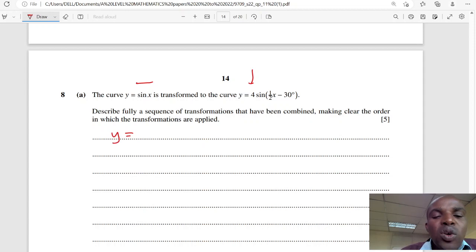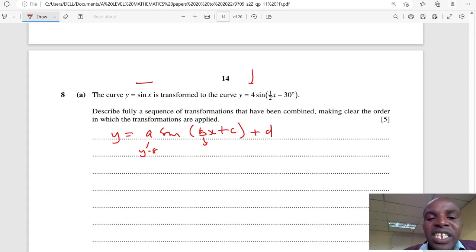You say y equals a sine bx plus c, then plus d. So this a represents a stretch in the y direction. Stretch factor a. This b represents a stretch in the x direction. Stretch factor is opposite, it will be 1 over b. Then c and d represent a translation, and the vector will be minus c, d. That's the concept that you have to apply in this case, right?